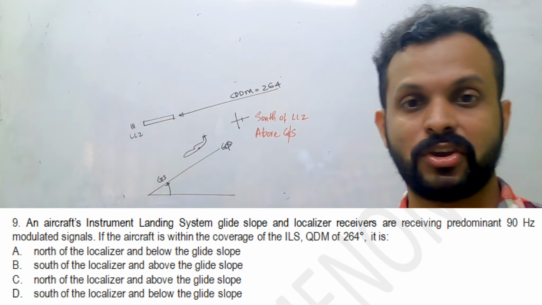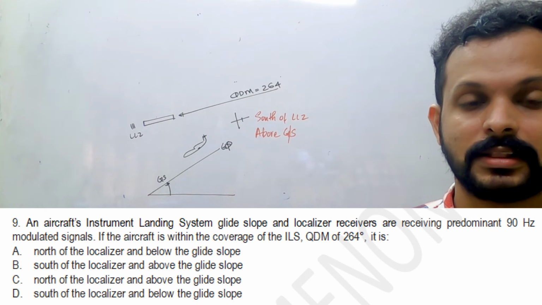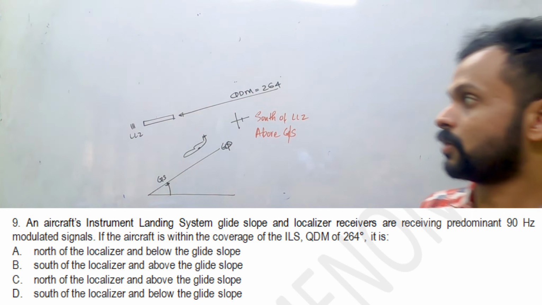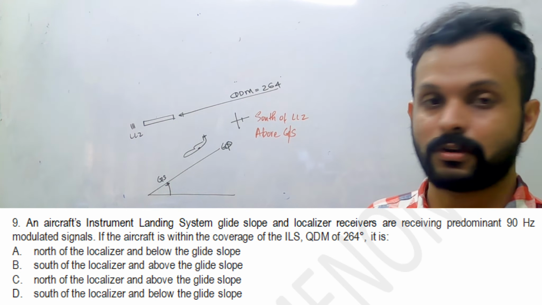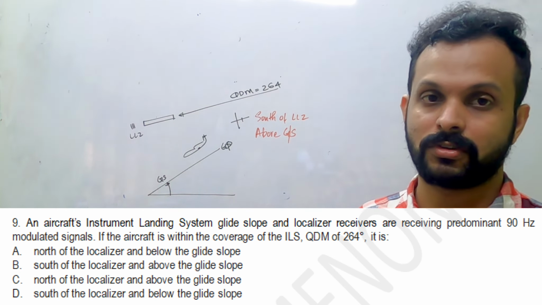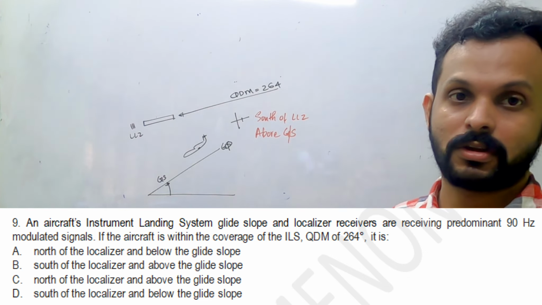So when they give you a QDM, it's talking about the runway QDM, and you have to draw that first and then place the aircraft accordingly. The aircraft is getting more of 90 Hz signal, which means it is to the left of the center line from the approach direction and above the glide slope, because that is where you have 90 Hz. You can draw this diagram.